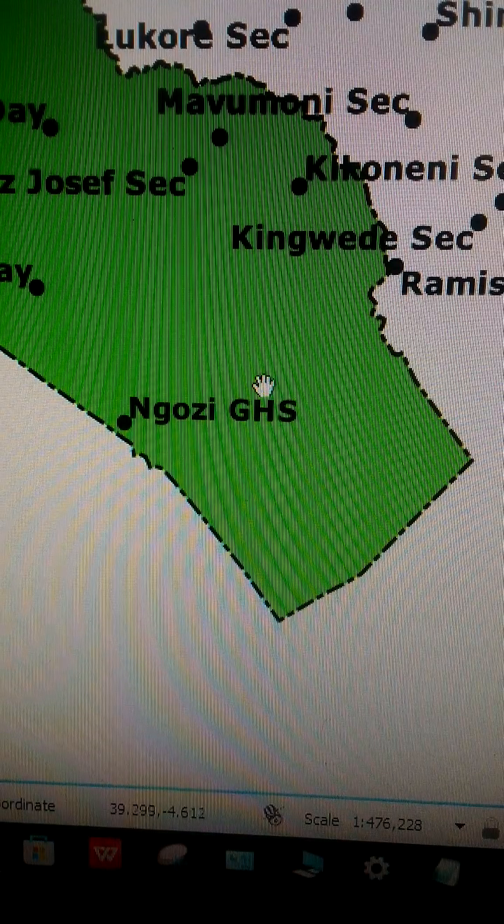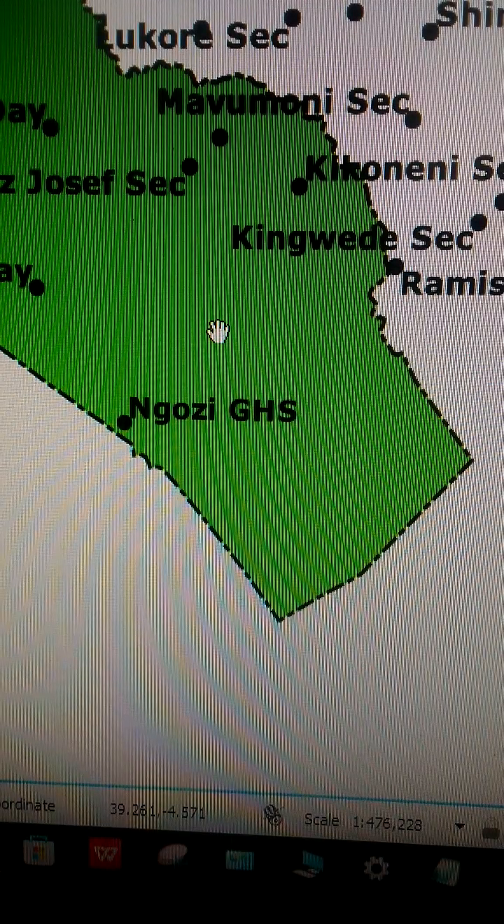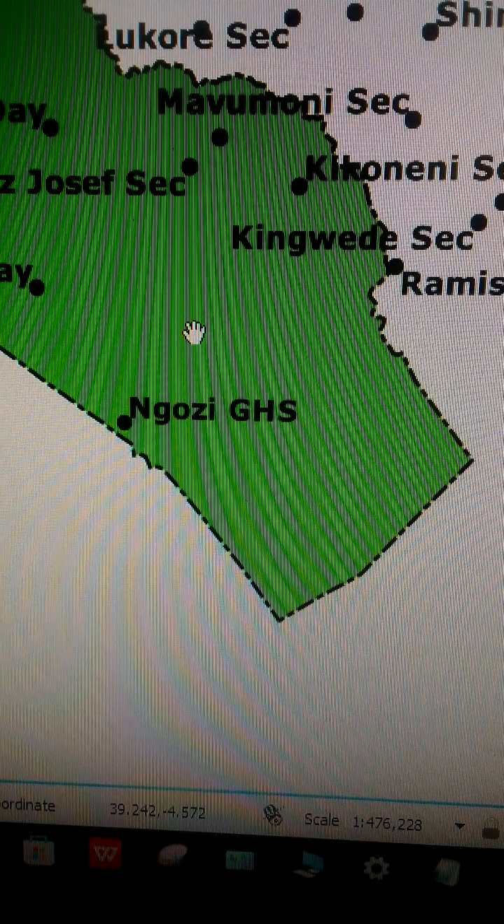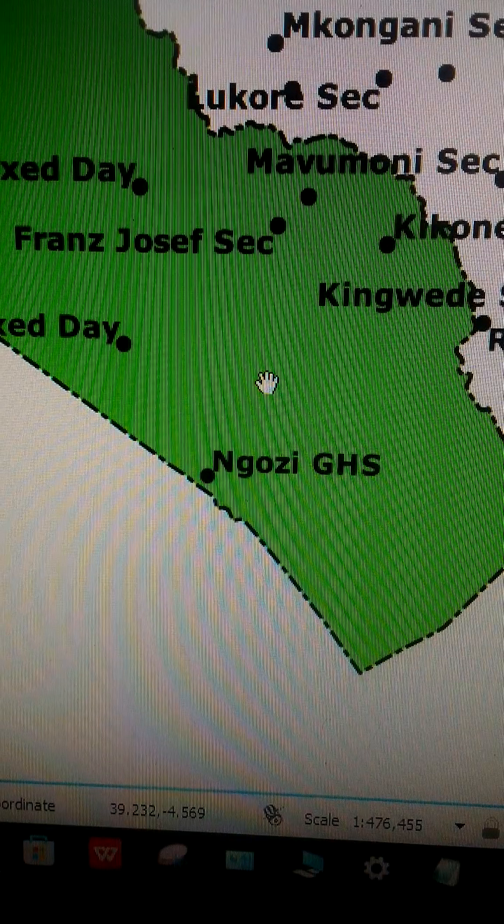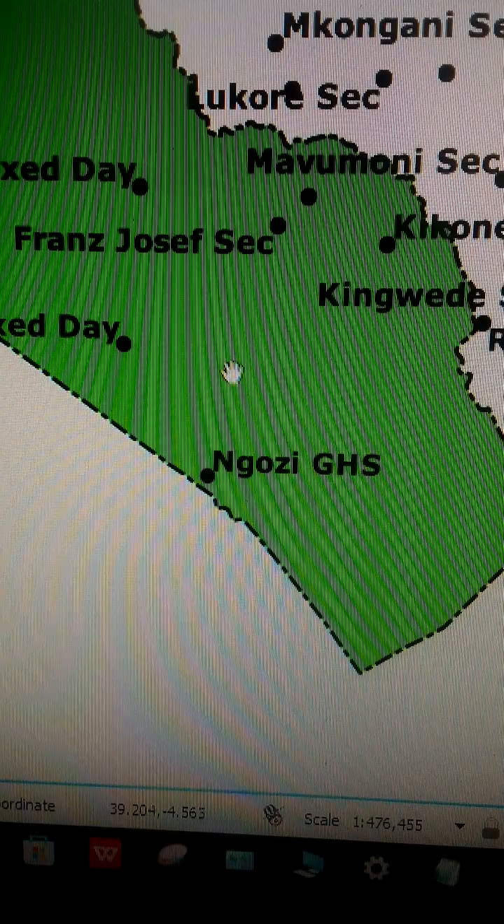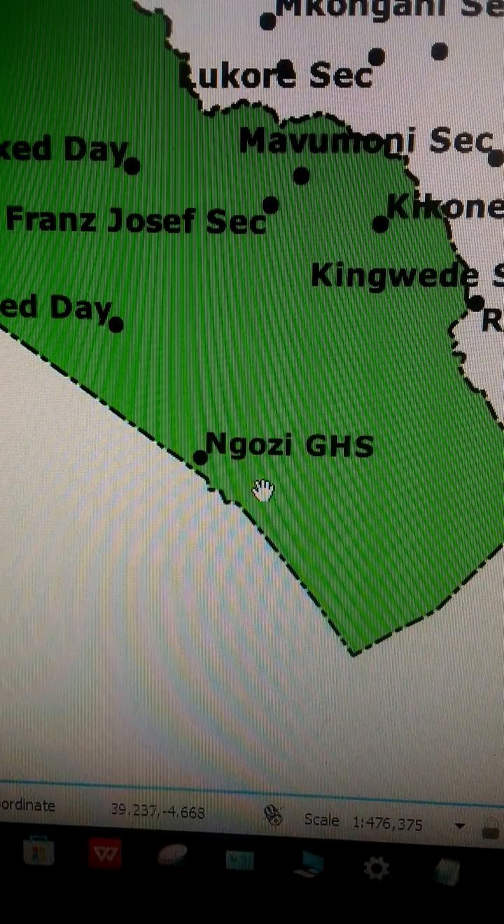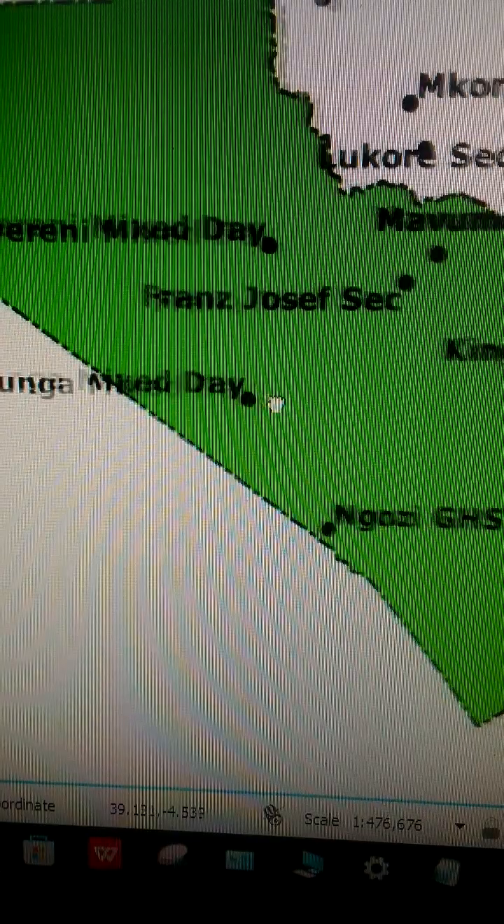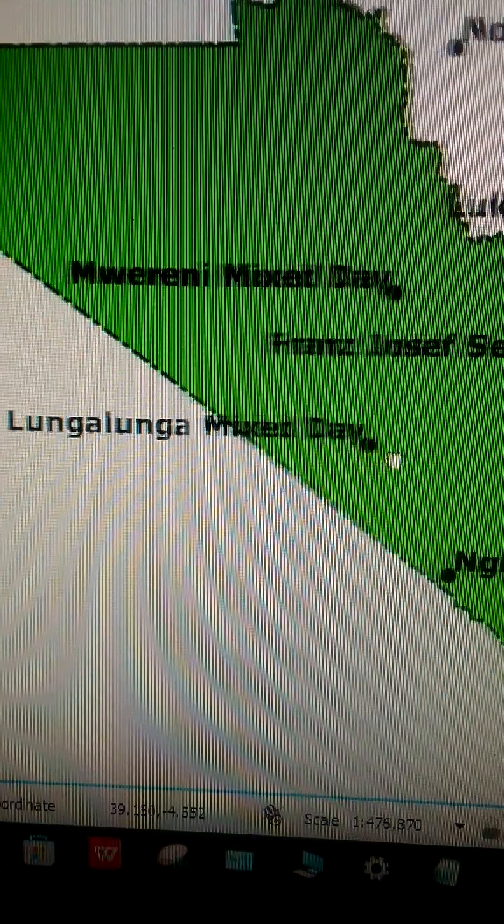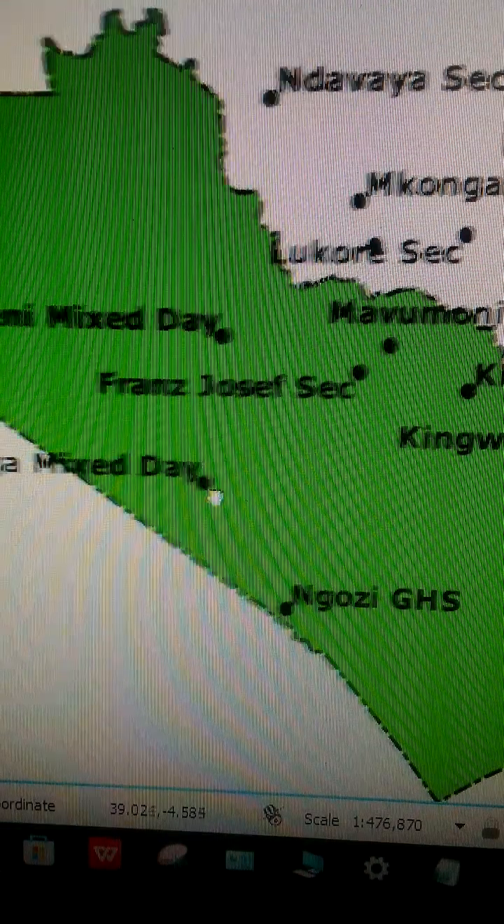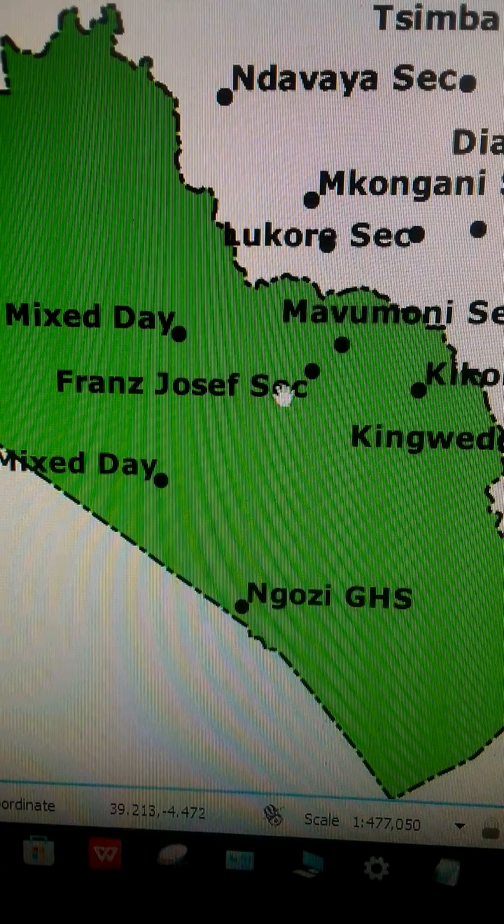Let us begin. Now, that is the map of Lunga Lunga constituency, and as I move about in the map, we are able to see the location of the schools in that constituency. We have here Ngozi Girls High School. Then we have Lunga Lunga Mixed Day. Then we have Franz Joseph Secondary School.